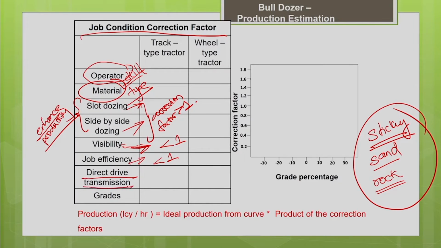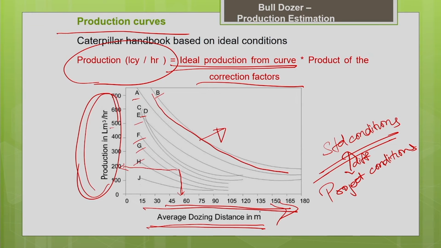So the curve is valid for power shift mode, that means torque converter mode or automatic gear change. If you are going for direct drive, the maneuver time will increase, so your productivity will be reducing. Accordingly, you have to apply the correction factor. And depending upon the grade percentage, that means slope, this curve value is based on the assumption that you are operating the machine on a flat terrain.